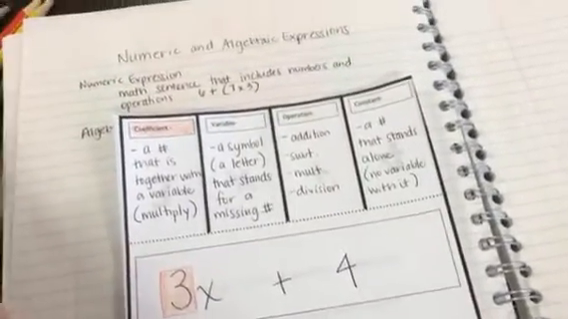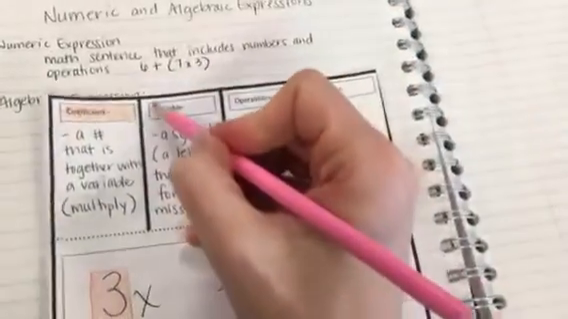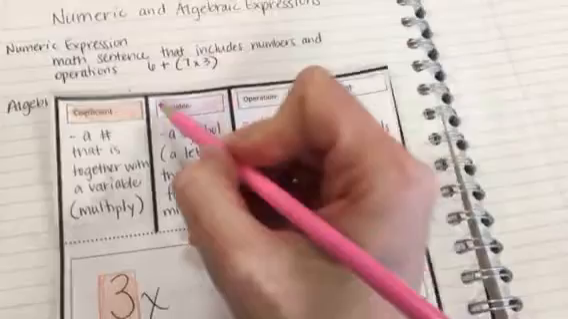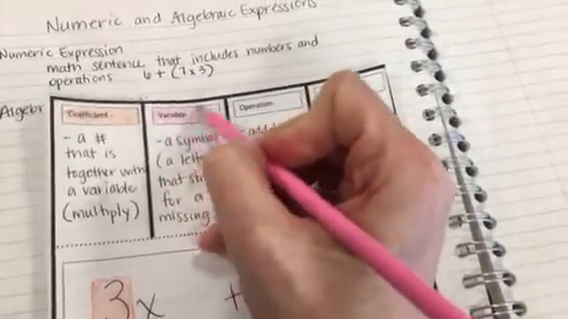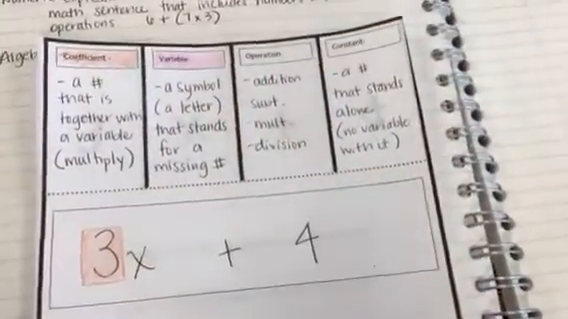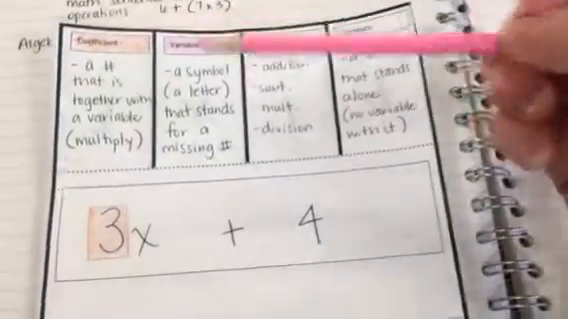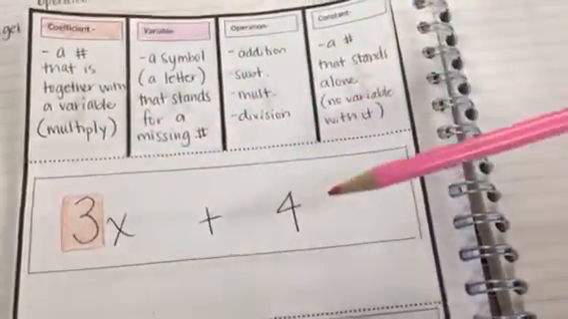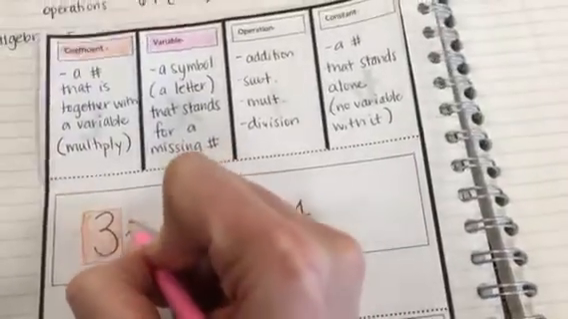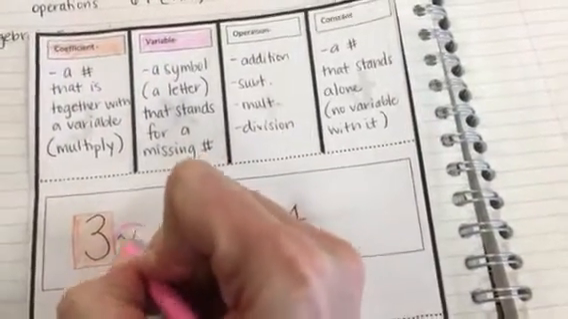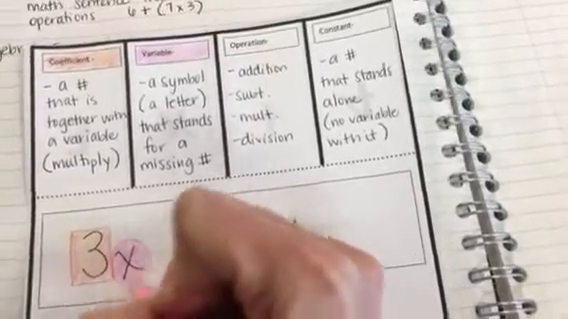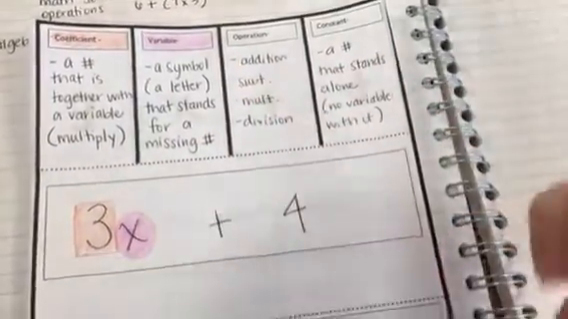I'm going to get another colored pencil, and I'm going to color code the word variable. Your colors don't have to be the same as mine. I don't know if I said that or not, but you feel free to do whatever colors you want to do. If I'm looking for a variable, I'm looking for a symbol, traditionally a letter that stands for a missing number. So when I look at this problem, it's very clear to see that the variable in this problem is the X. So there's my color coding for that part.